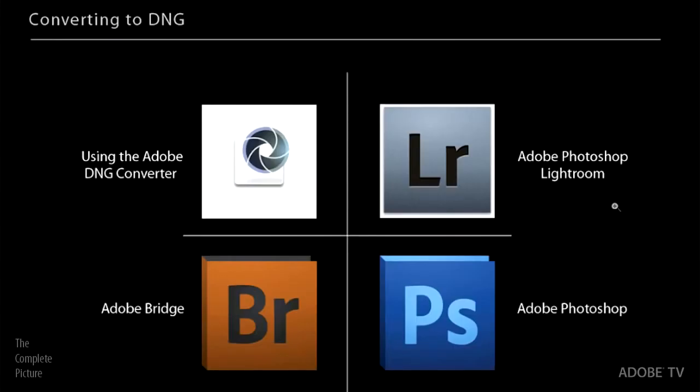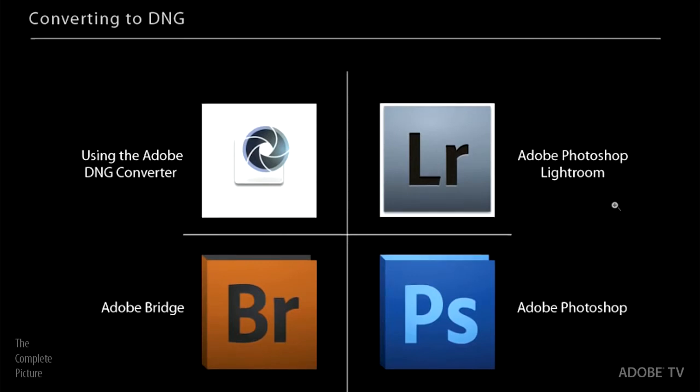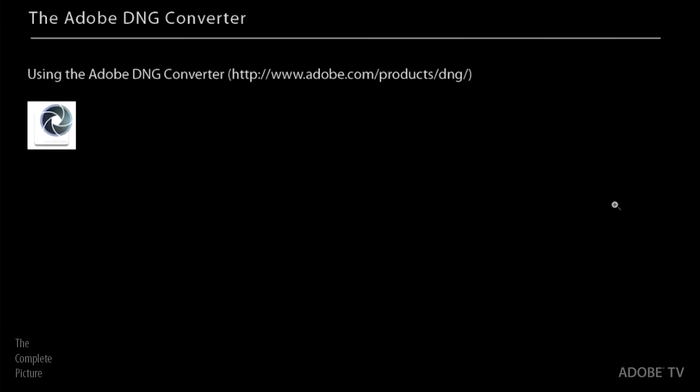Okay, so how do we convert to DNG? There's a variety of different ways that we can do this because everybody's workflow is different. So we're going to take a quick look at how you can do this with a DNG converter, with Adobe Photoshop Lightroom, with Adobe Bridge, and Adobe Photoshop. I'm not actually going to launch all those applications and walk through them, but we'll be able to see enough with these screenshots. So the DNG converter, this is a free converter. You can download it from adobe.com. You can either use this URL right here or just Google Adobe DNG converter and you'll find it. There's the little icon for it, so it's an application.